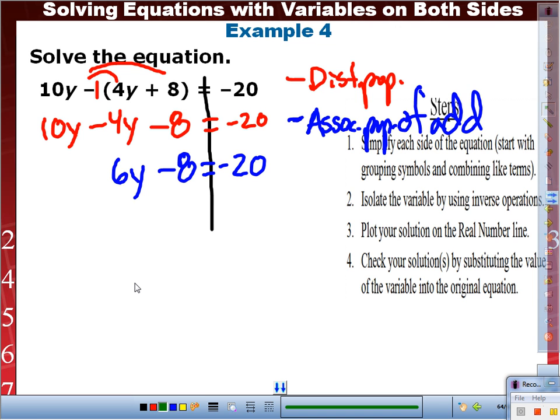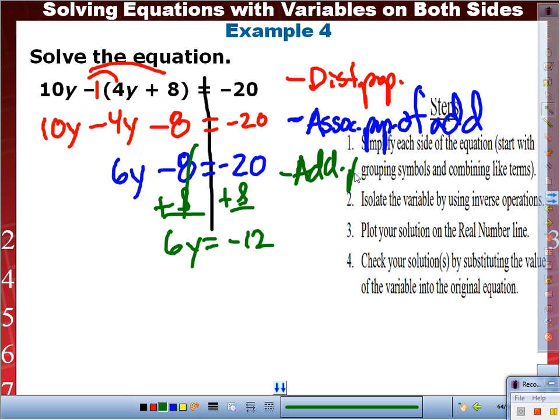Who went last on the step? Armando, pass someone. Daniel B, what do you do next? Add 8 to each side, and we get 6y equals what? Negative 12, and what is that property called that you use? Addition property of equality. That is correct. Pass someone.